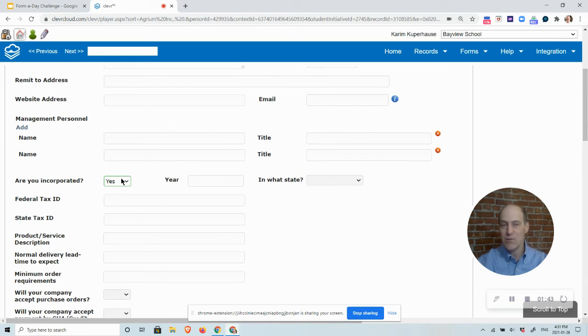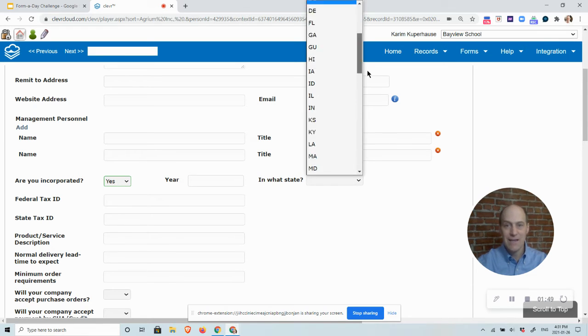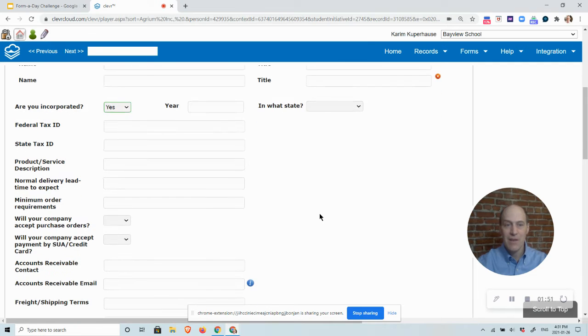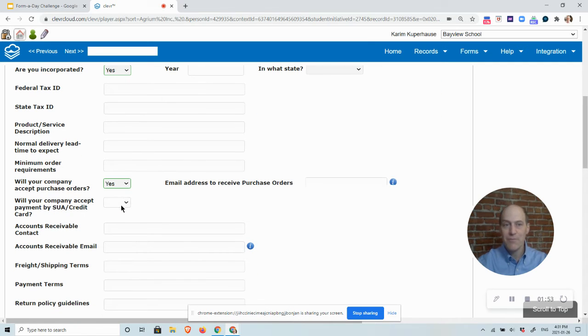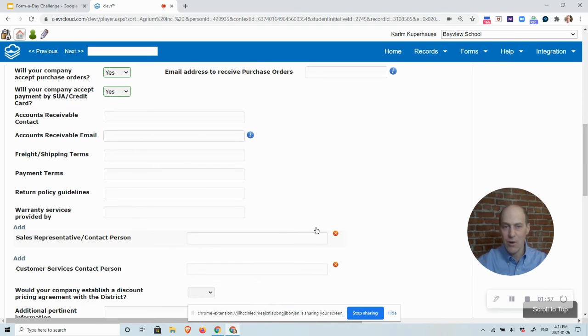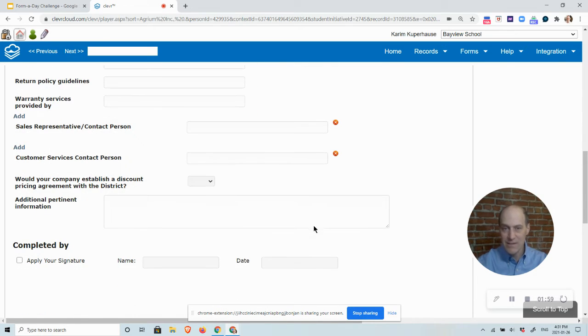And you can see here with the show hide, once I say yes, it's asking me to put in the year. And if I say what state, then I have to come over here and choose, and so on and so forth. Again, more show hide as we go through the form. And this is how we manage the real estate of a form to make it easier for users to complete the different fields if they are required to be completed.